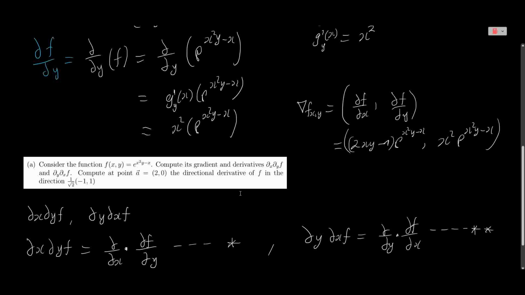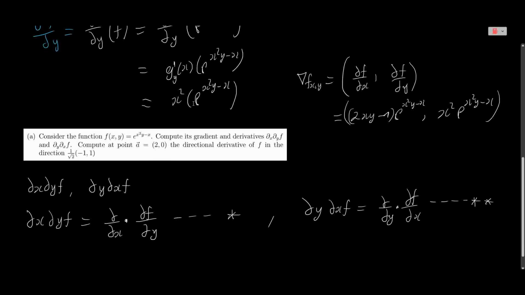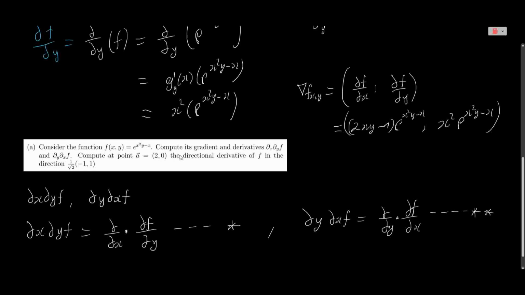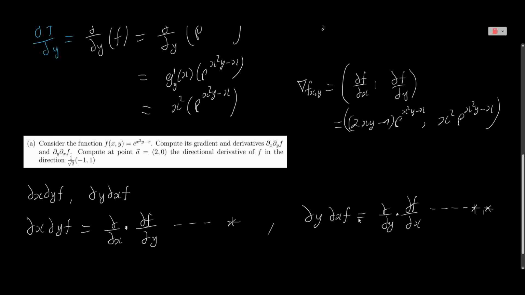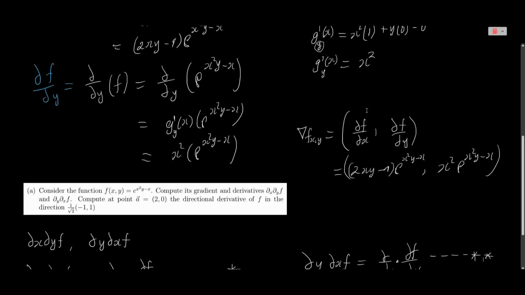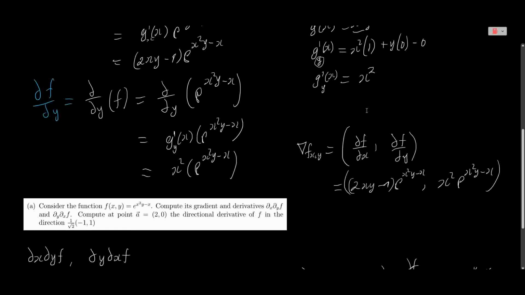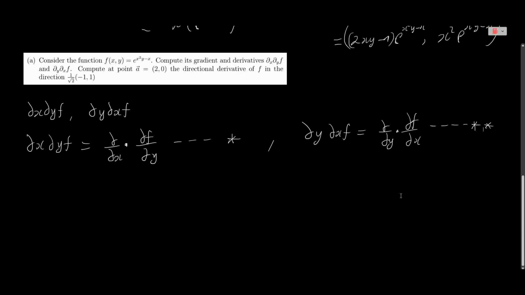So we notice that from our previous calculation of the gradient, we calculated the partial derivative with respect to y, which gave us x squared e raised to power x squared y minus x, and we also calculated the partial derivative of our function with respect to x, which gave us 2xy minus 1 times e raised to power x squared y minus x. So we need to really pay attention to that.